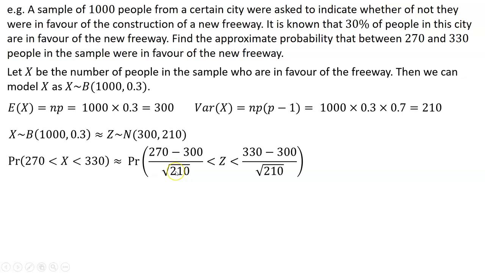Remember, we divide by the standard deviation, so we've got to take the square root of the variance. And then our upper value is 330 minus 300, divided by the square root of 210. Use your calculator to work those out, and then to find what the approximate probability is.